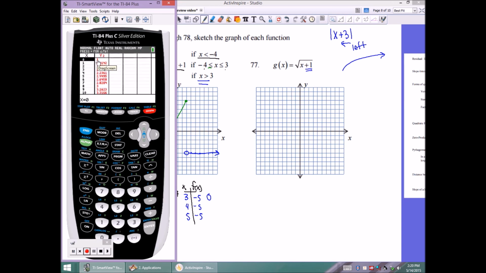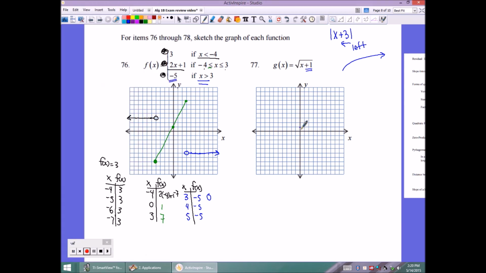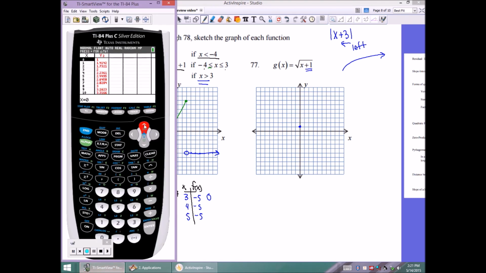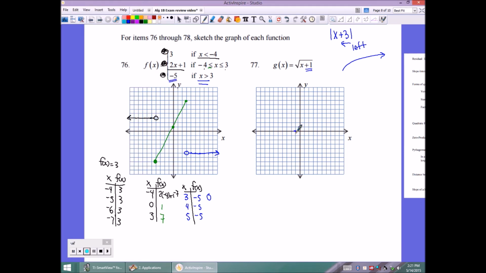0, 1, 0, 1. I actually want to go back a little bit further. So if I go up, I can see -1, 0. Notice there's error, error, error. That means there is no function on that part of the domain. So all these x's are not included in that function. So -1, 0, 1, 0, 1.